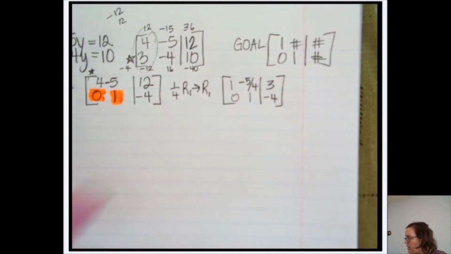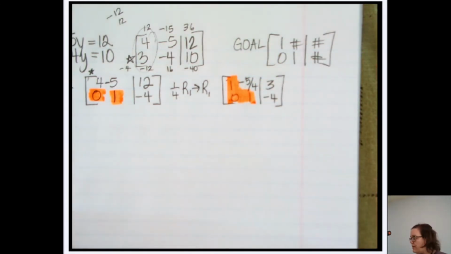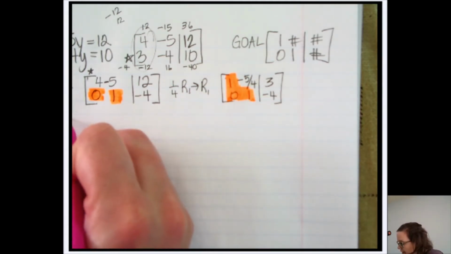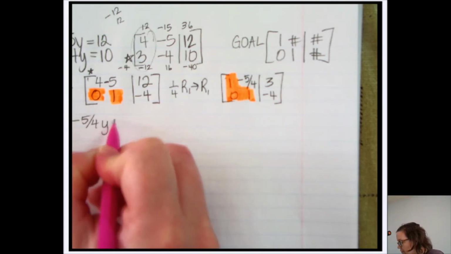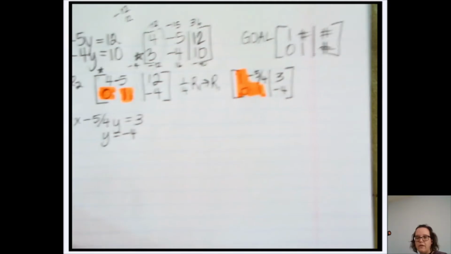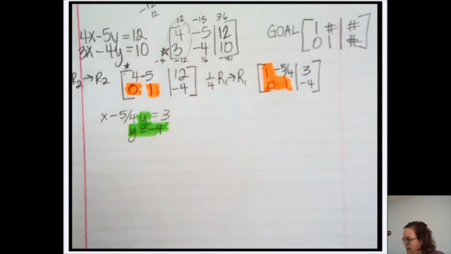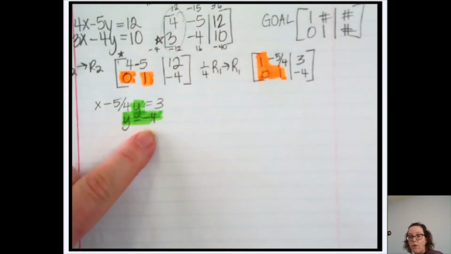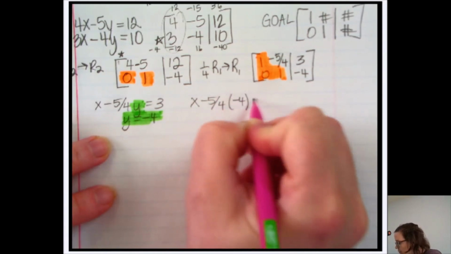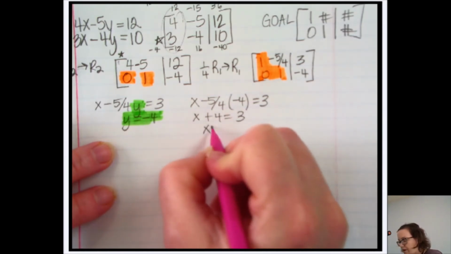So we've gotten the 3 pieces that we need for that row echelon form, the 1, 0, 1. So now we write this system of equations again. We have x minus 5/4 y equals 3. And then we found out that y is equal to -4. That was the important piece that we need. So now we can plug in for the y. So x minus 5/4 times -4 equals 3, or x plus 4 equals 3. So x must be -1.